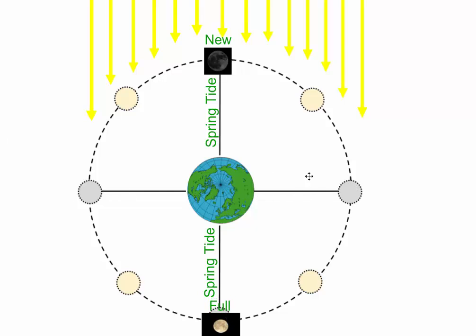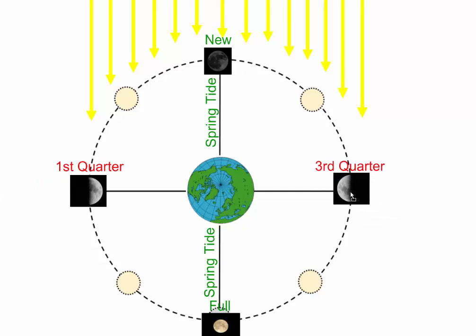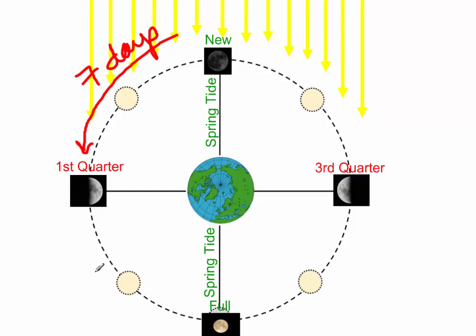Okay, these moons right here are the first quarter and the third quarter. We call them quarter moons because they're a quarter of the way around the Earth, even though they appear to be half lit and half dark. Let's remember that every quarter of the way around is 7 days.